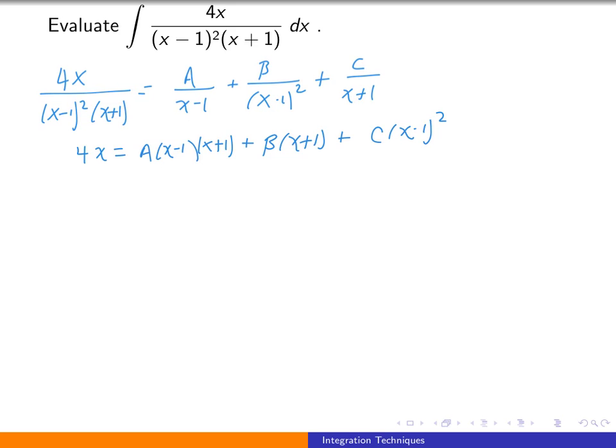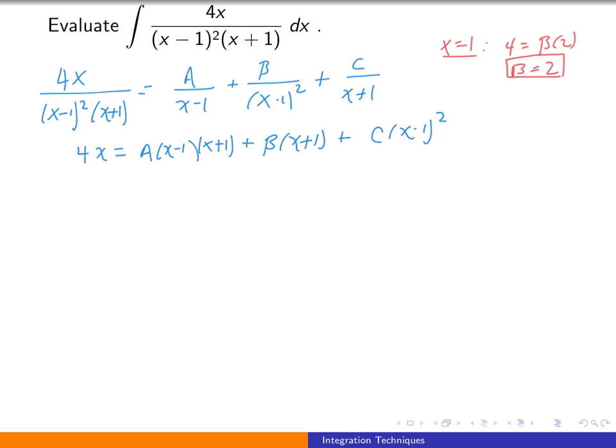And looking at the terms that we have, we see that if we plug in x equals 1, the A term is going to vanish and the C term is going to vanish, and we'll be able to solve for B. So if we plug in x equals 1, on the left we have 4, and on the right we have B times 2. So B is equal to 2.